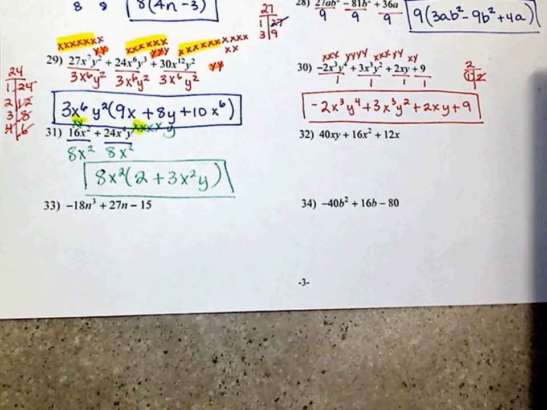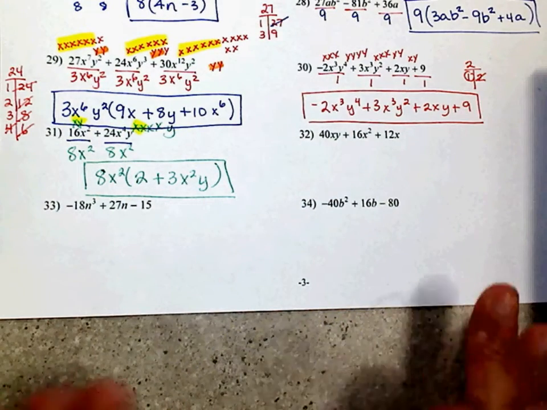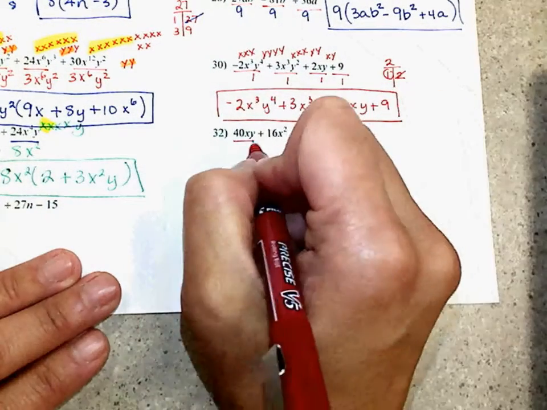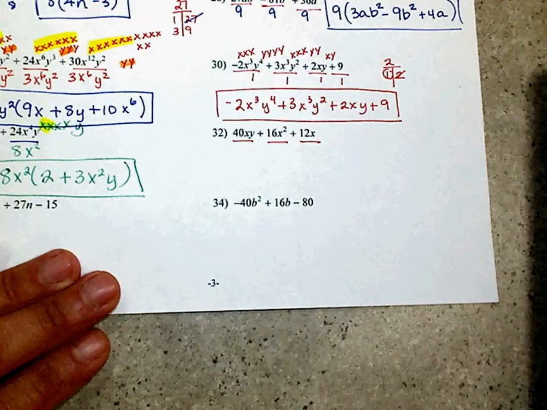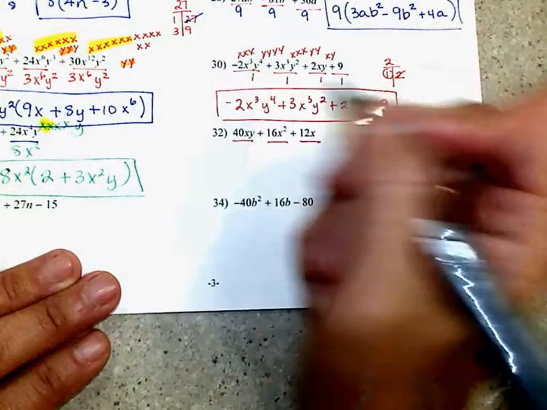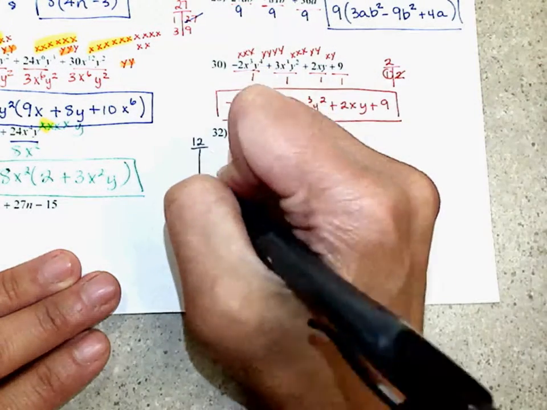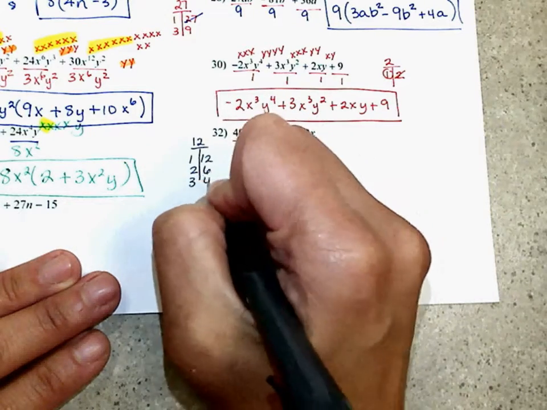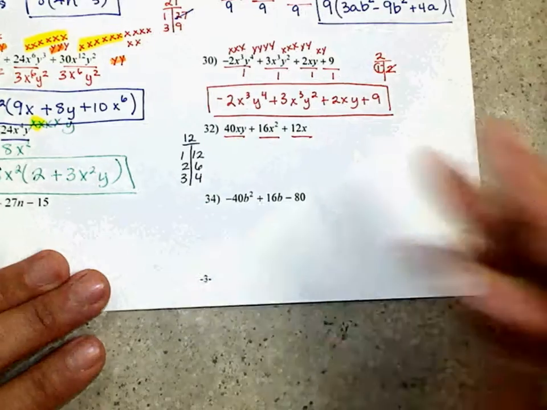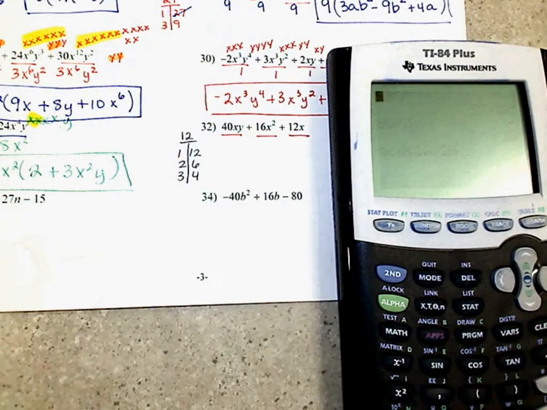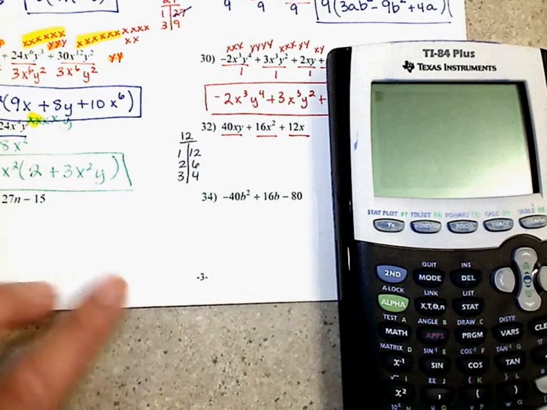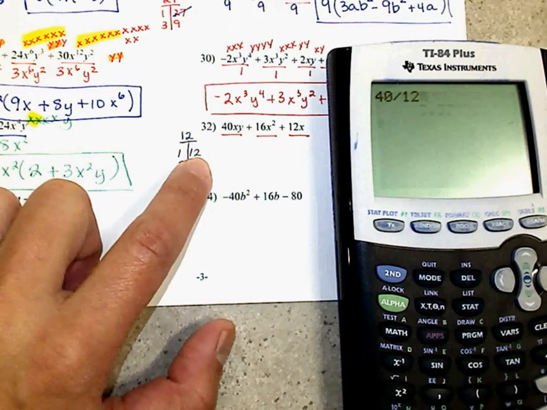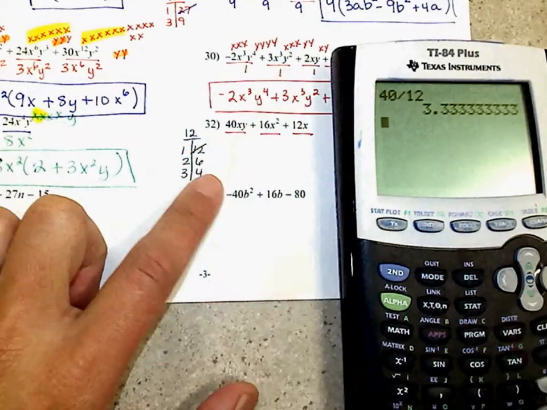Number 32. 3 terms. Let's see what they have in common. The smallest number is 12. Factors of 12: 1 and 12, 2 and 6, 3 and 4, and that's it. Try 12 first. Let me clear, because I like to start my calculator fresh. 40 divided by 12? Nope. 40 divided by 6? Nope.